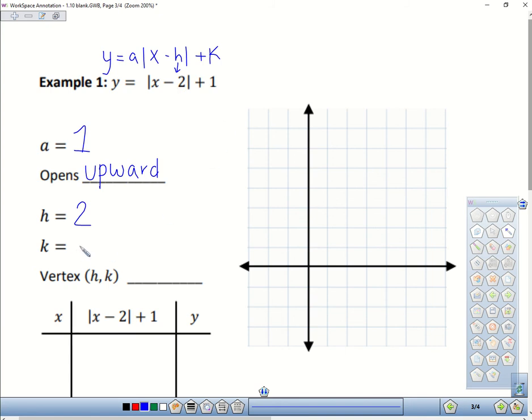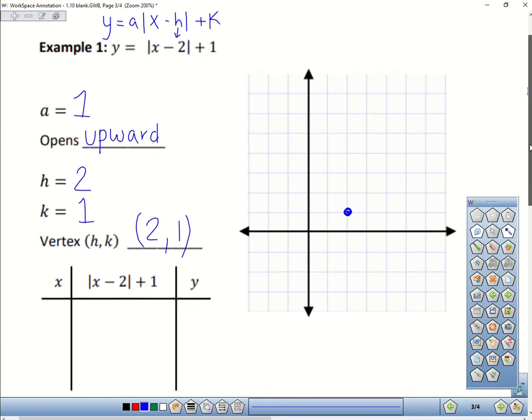And then the k is just as is. And what is the k going to be here? 1. So the vertex is just h comma k, so 2 comma 1. And we're going to graph that. So 2, 1. Looks like it's about here.